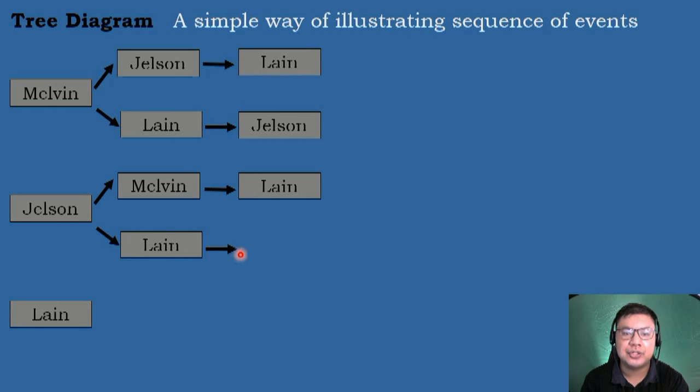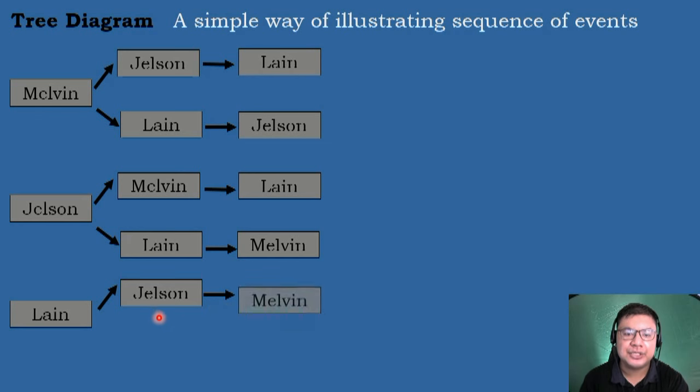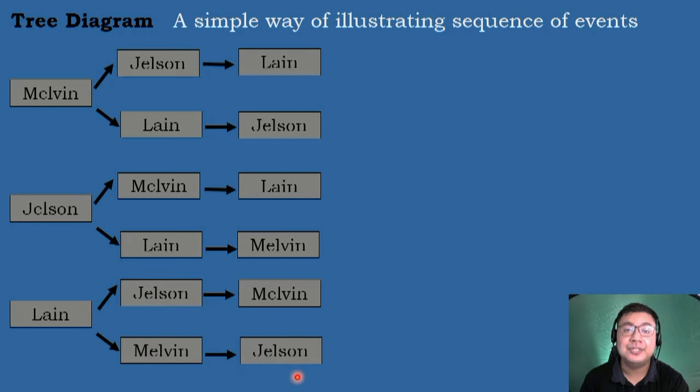And then draw another line, followed by Melvin. And then we have Lain, and it can be either Melvin or Gelson. Let's write Gelson. Then draw another line. Lain, Gelson, then we have Melvin. And then we have Gelson here, so this one will be Melvin. Lain, Melvin, then followed by Gelson.